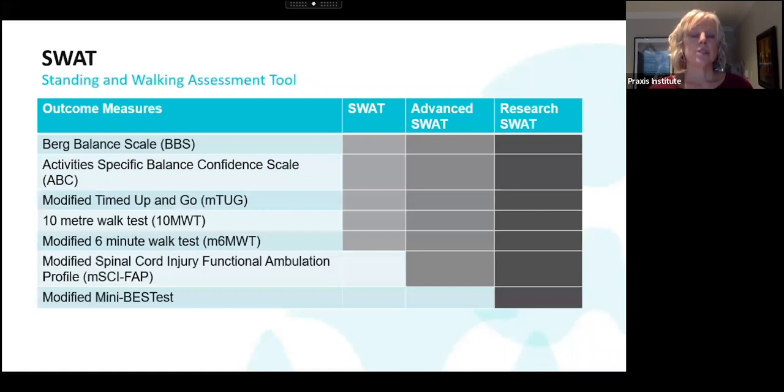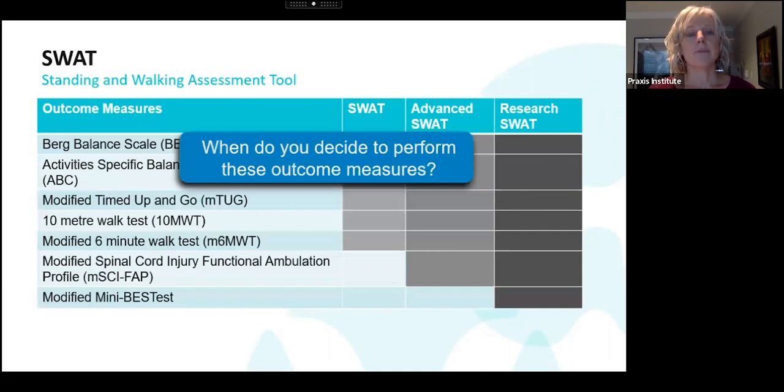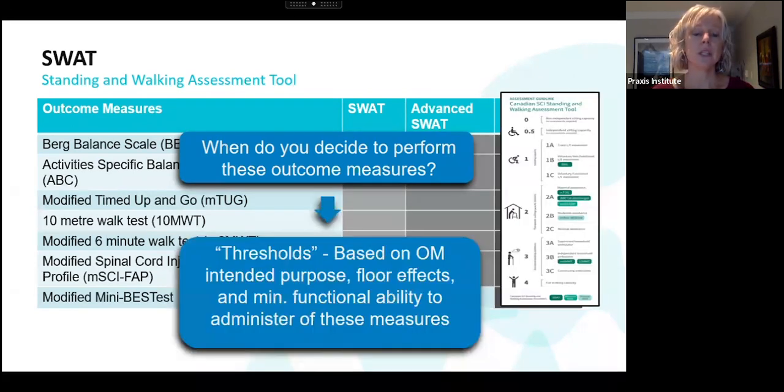So if we have a look at those different outcome measures, you can ask the question of, when do you decide to perform these outcome measures? So we really tried to standardize when these were collected. And the way that the group decided to determine when those outcome measures were collected is that for each measure, we defined a threshold. And that threshold stage, or the functional standing and walking ability a client needed to have to be able to do that outcome measure, was really based on the purpose of the outcome measure, the floor effects that had been found for that measure, and really what the minimum functional ability someone needed to have to be able to administer one of the measures.